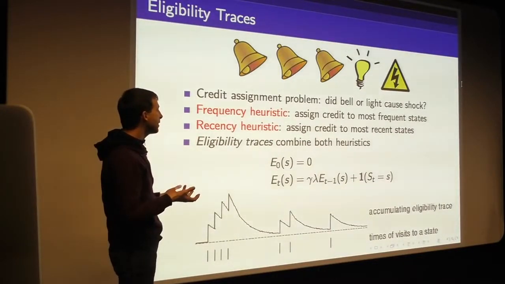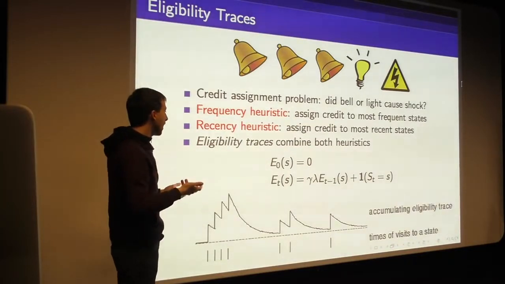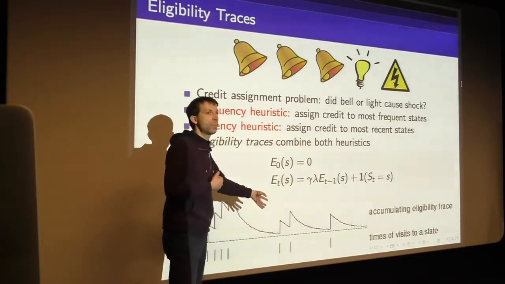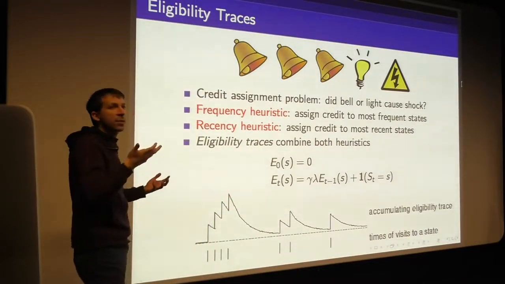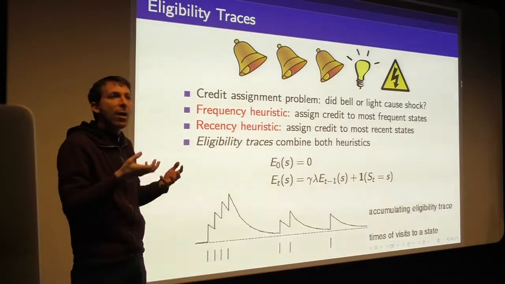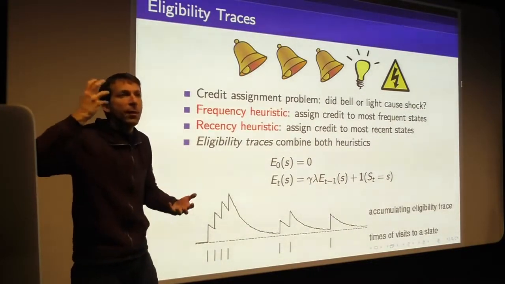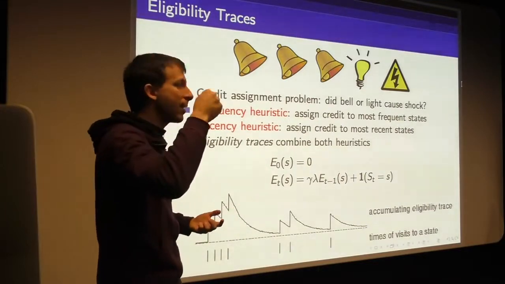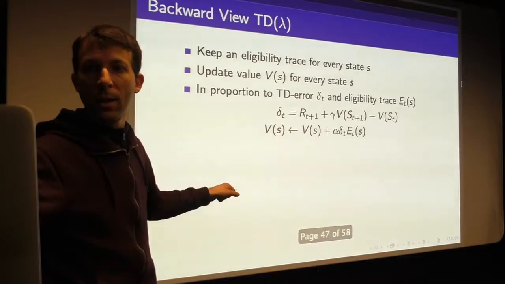When we see an error, we update the value function in proportion to the eligibility trace, in proportion to how much credit we think should be assigned to being in that state. How much was being in the state of hearing a bell the cause of this error that I saw? We update the value function there directly in proportion to the eligibility trace.